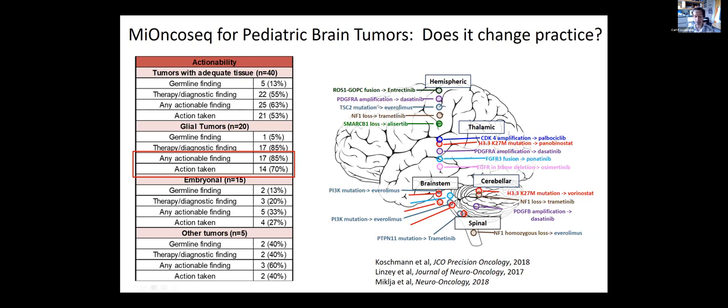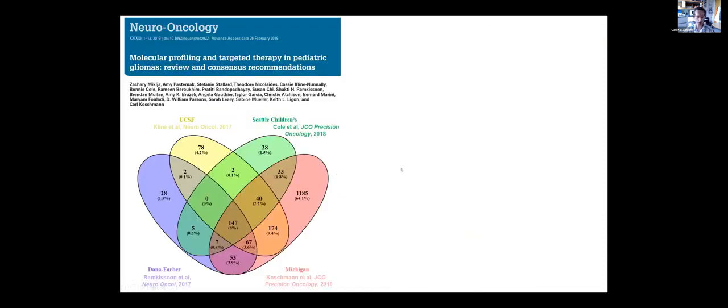And so one of the next things we did was to say, okay, we're not the only center sequencing. What is going on across other centers? And around 2017 to 2018, our center and 3 other centers published papers with just basically that, their first cohort of sequencing gliomas and what they did with that information.